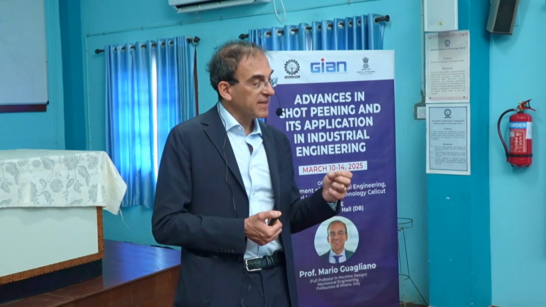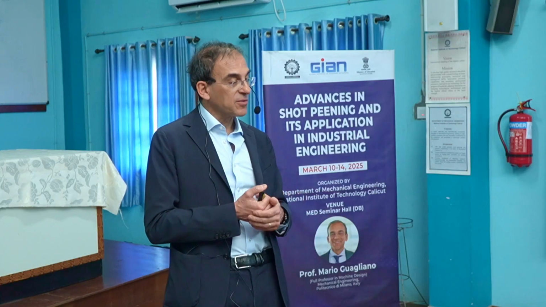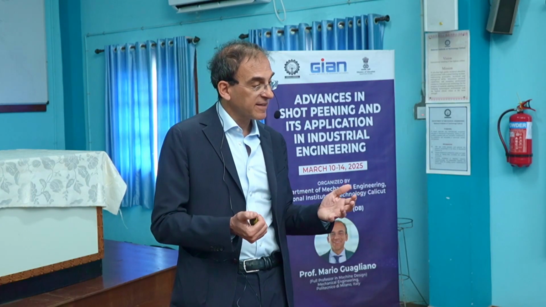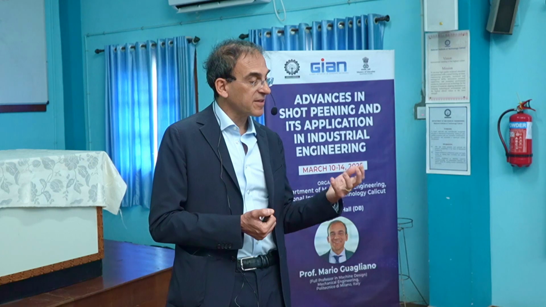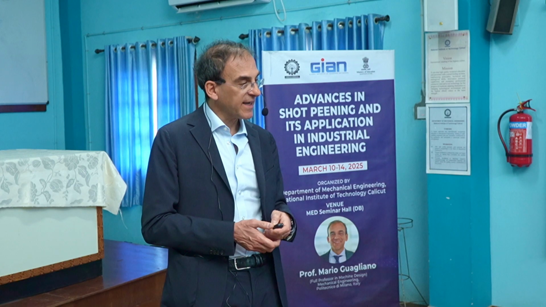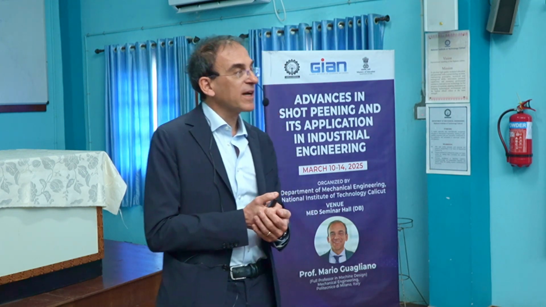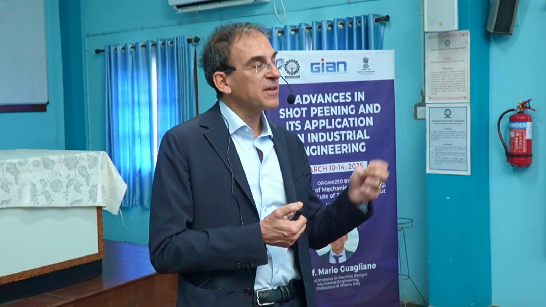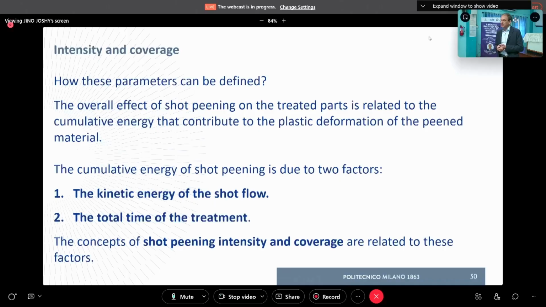We need the definition of parameters that allow us to estimate directly the effect on the treated part, and to estimate them in a repeatable way, in such a way that we are sure that once the treatment is repeated, we are obtaining the same result, whatever the plant we are using. Okay, and how can this aim be achieved? How can we solve the problem?